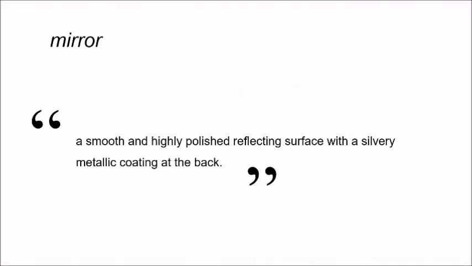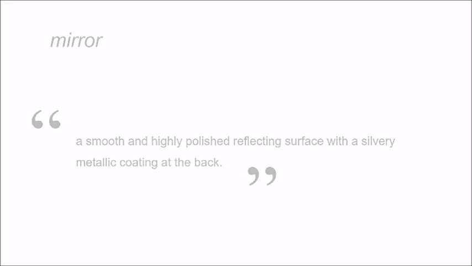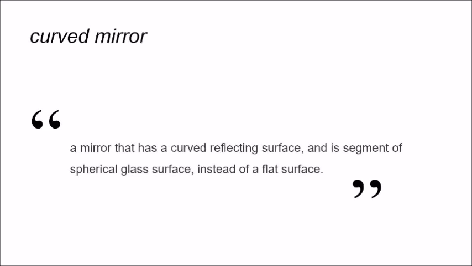Mirror is a smooth and highly polished reflecting surface with a silvery metallic coating at the back. Curved mirror is a mirror that has a curved reflecting surface, and is a segment of spherical glass surface, instead of a flat surface.